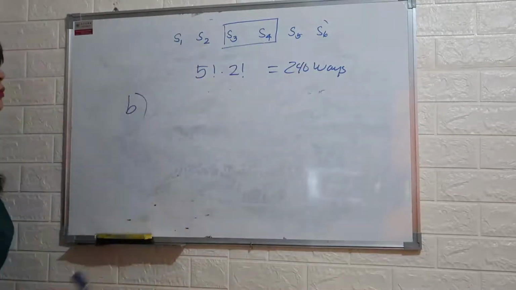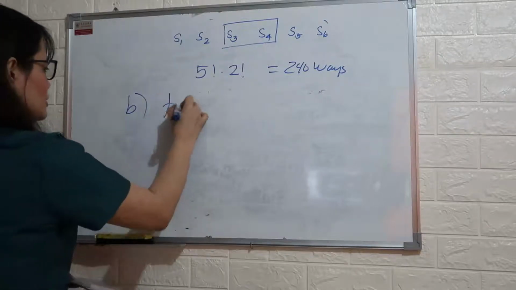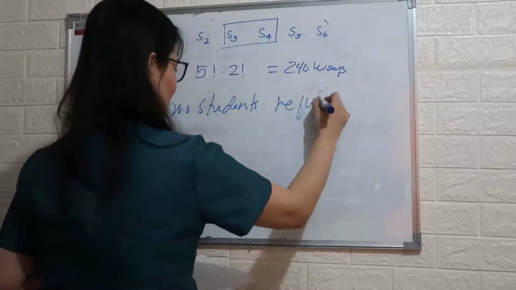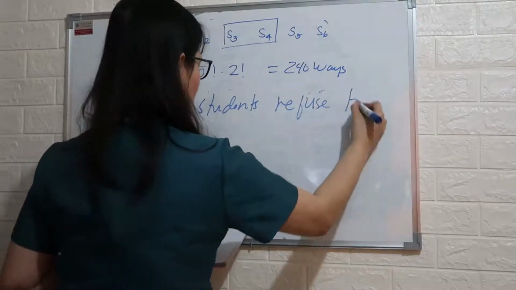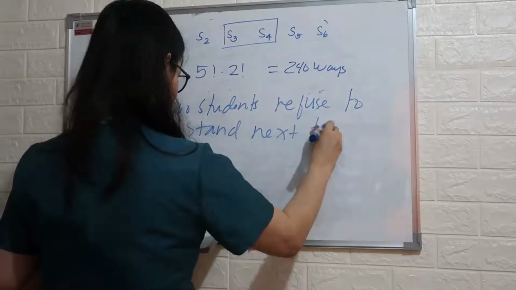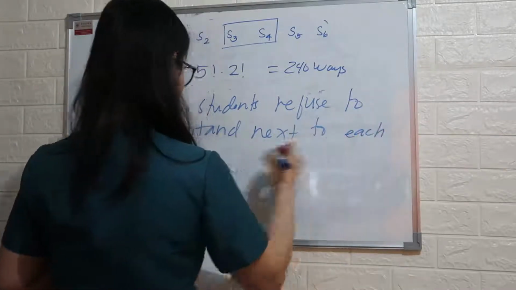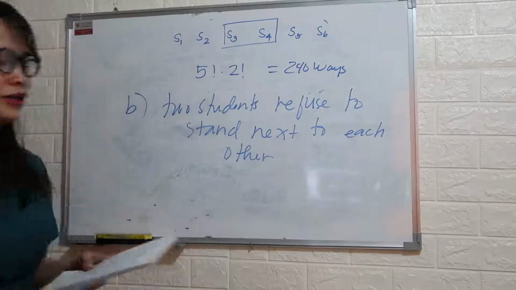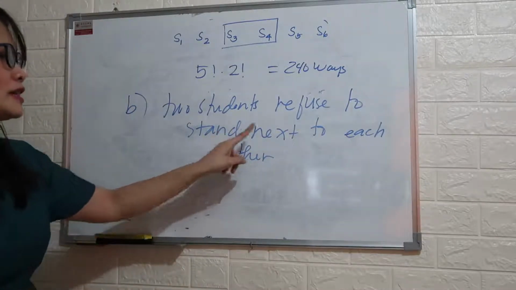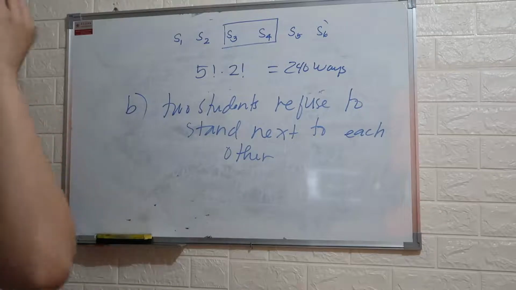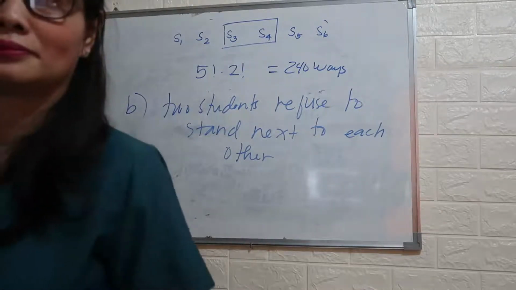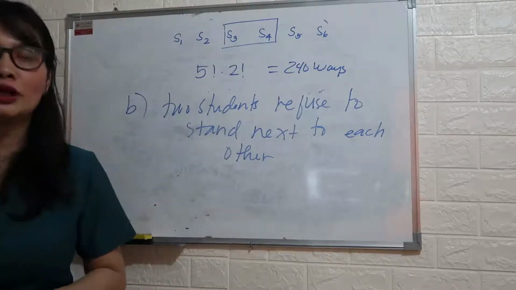Next condition: 2 students refuse to stand next to each other. Okay? So how do we do that? Two students refuse to stand next to each other. How do we do that?